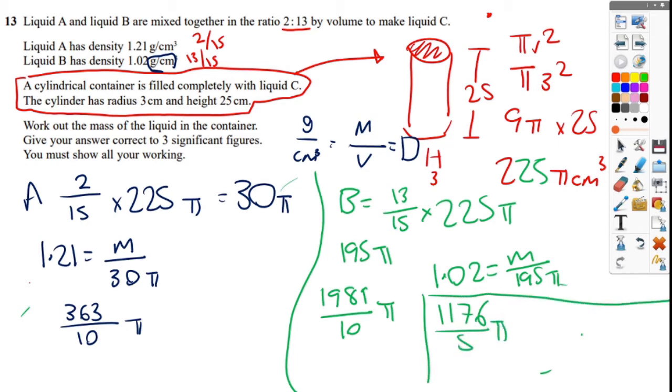Of course, it actually says to give it to 3 significant figures. So if I change it to a number, I get 738.9025. 3 significant figures is 1, 2, 3, and that 9 pushes it up. So my answer is going to be 739.